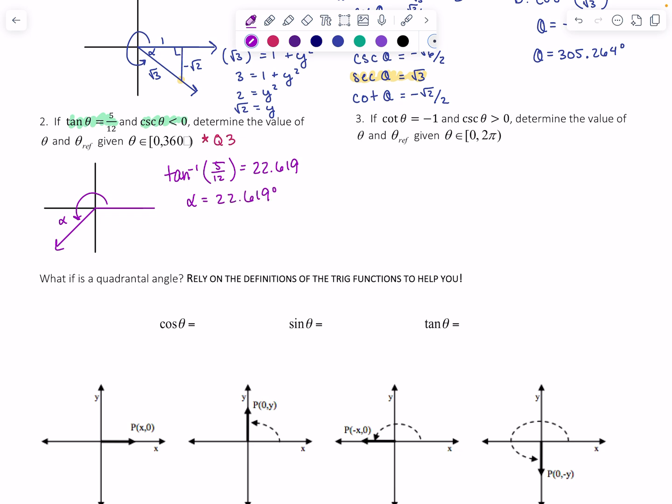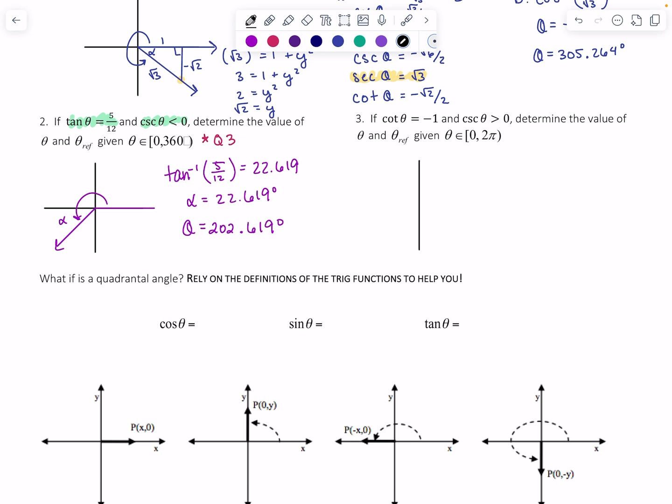So that's what we know our reference angle is. However, we want to know theta. So we're going to take that number plus 180. So we're going to get 202.619 degrees.